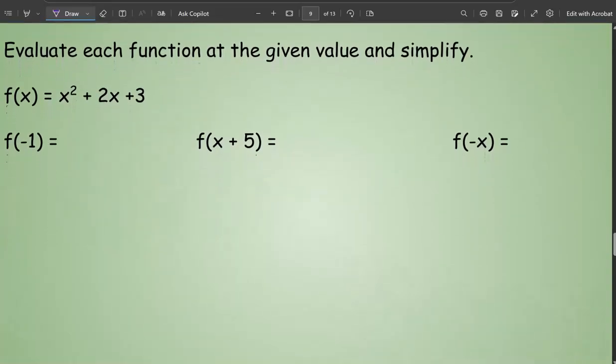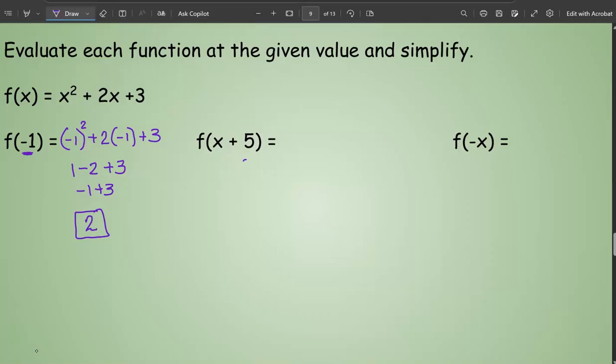So we evaluate each function again. I'm going to replace anywhere there's an x with negative 1. So I get negative 1 squared plus 2 times negative 1 plus 3. Negative 1 squared is 1, minus 2, plus 3. That gives me negative 1 plus 3. So my answer is 2.